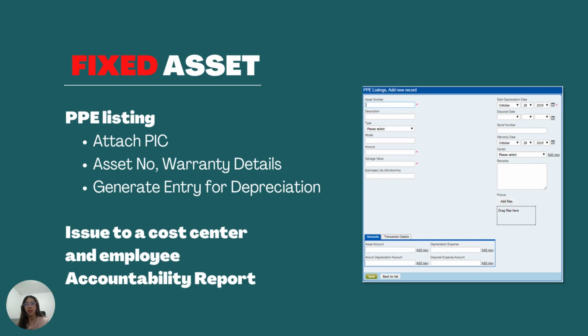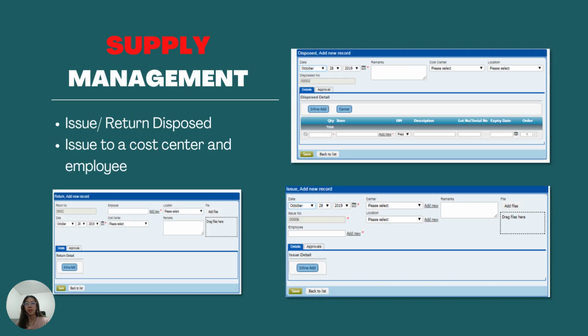And we also have a fixed asset module where you can create your PPE listing with attached PIC, asset number, warranty details, and you can also generate your entry for depreciation. You can also issue a fixed asset to a specific cost center and employee for your accountability report. And lastly, the supply management, where you can issue or return your disposal and issue it to a specific cost center and employee.